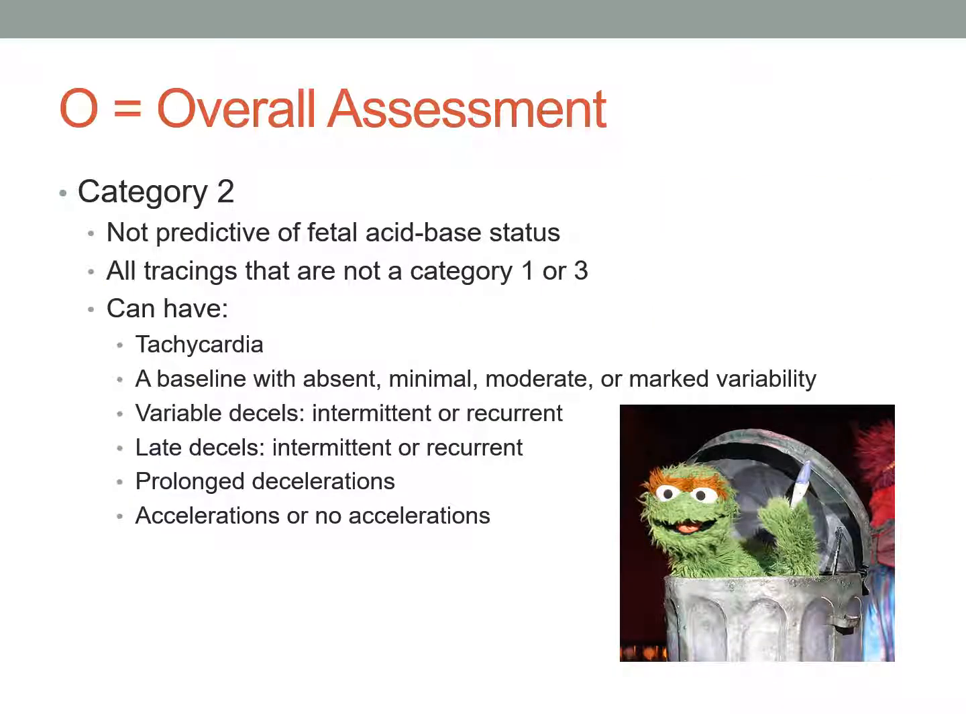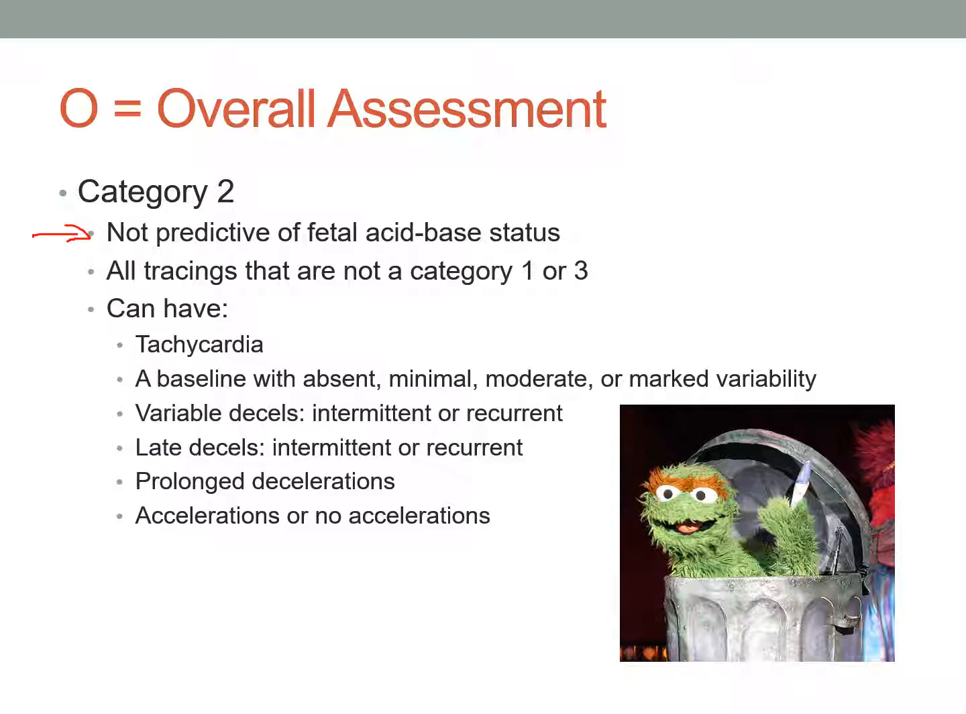A category 2 strip. Key point here, a category 2 strip is not predictive of fetal acid base status. This is really like a garbage can term that we throw everything that's not a category 1 or a category 3 tracing into. So a category 2 tracing can have all kinds of different bad things showing up on it. You can have tachycardia. You can have recurrent variable decels. You can have recurrent late decels. You can have prolonged decelerations. You can have accels. You don't need to have accels. You can have bradycardia. So a lot of bad things can go into one.